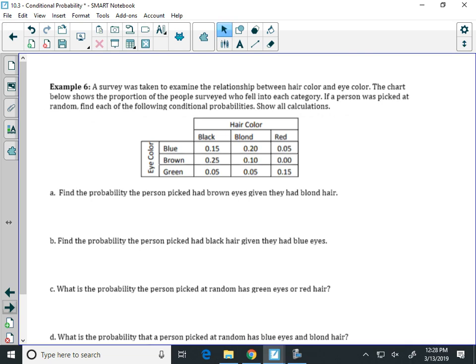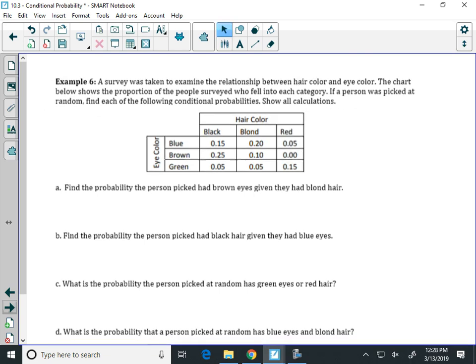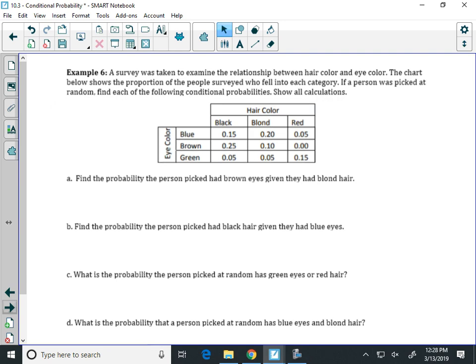So we won't do all of them, we'll do 3 of them. Here a survey was taken to examine the relationship between hair color and eye color. The chart shows the portion of the people surveyed who fell in each category. If a person was picked at random, find the following.